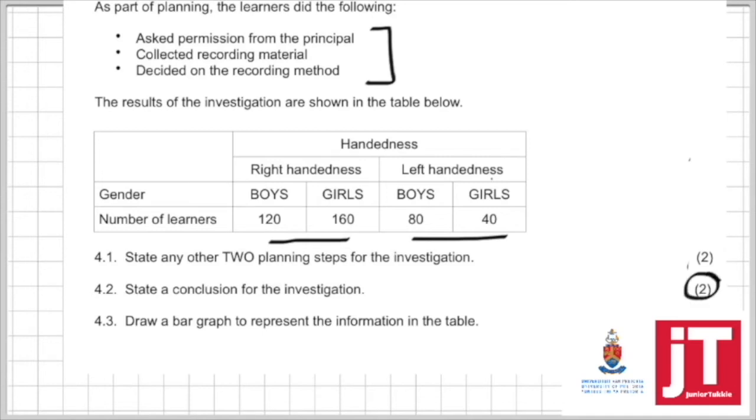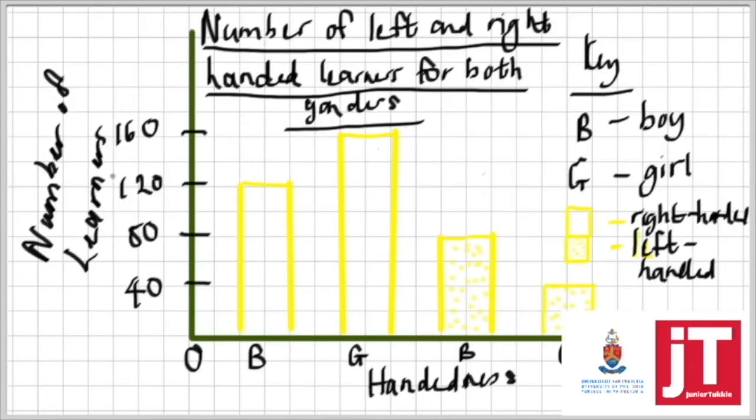Right. Draw a bar graph to represent the information in the table. Now, with the bar graph, as you can see, I've drawn it here already. You draw your axis, and you must have the 0 at the origin. Your scale numbers, I've chosen 40 to go up in multiples of 40. So it'll be 40, 80, 120, 160. And your variable is written here, your dependent variable. You are measuring the number of learners. Then the handedness is on the x-axis.